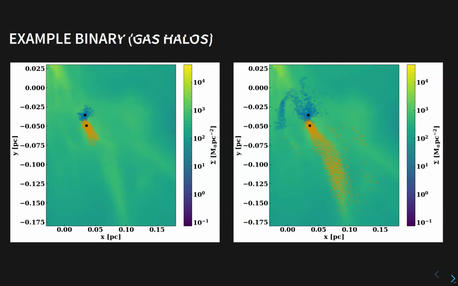So these scatter plots show the structures we identify, which we call halos, around the stars of this example binary. So blue is one star and orange is the other. And the left side shows the minimal halo we identify. In this case, this is our maximal estimate of the halo.